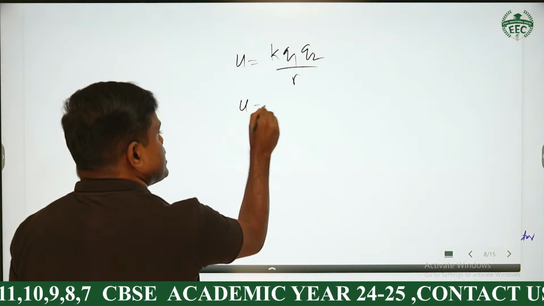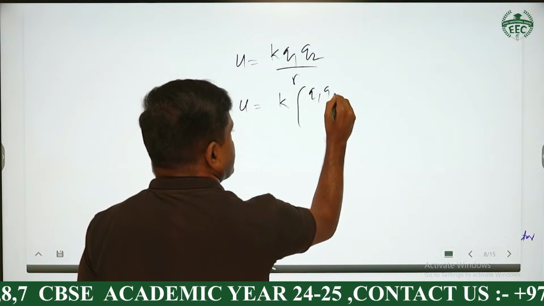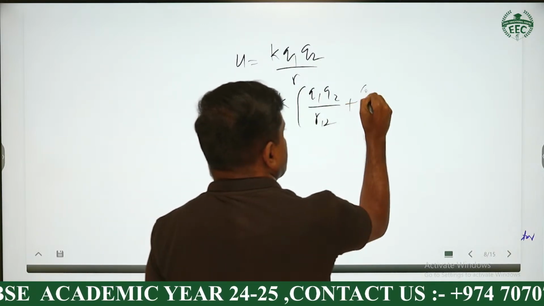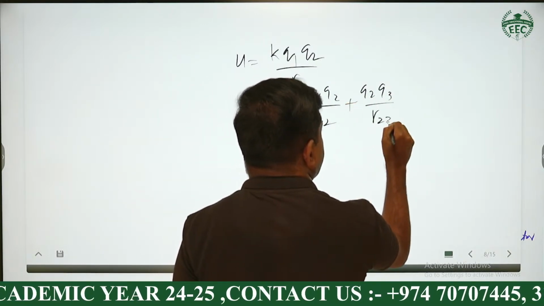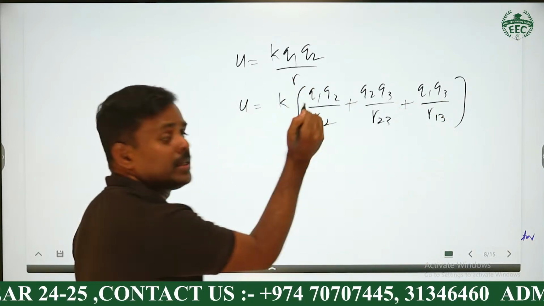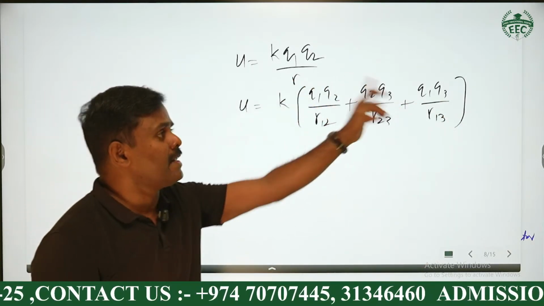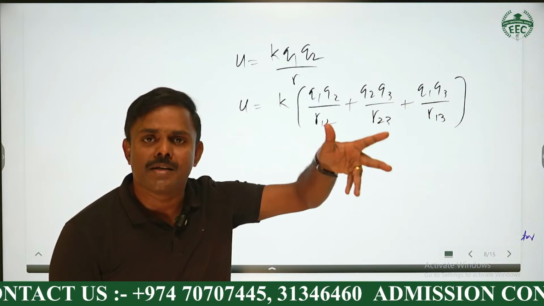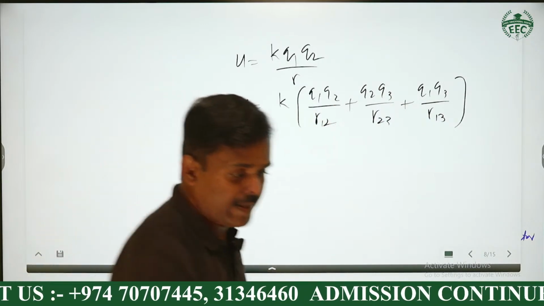For a three-particle system, it is K into Q1 Q2 by R1 2 plus Q2 Q3 by R2 3 plus Q1 Q3 by R1 3. You can expect a numerical on this also. First, second, third, first, third. Three-particle system.